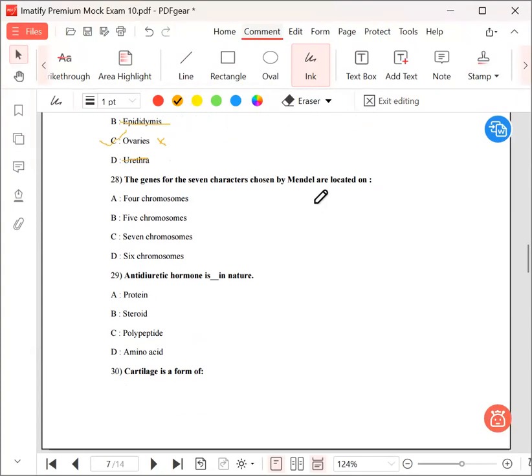The genes for the seven characters chosen by Mendel are located on four chromosomes, five chromosomes, seven chromosomes, or six chromosomes. It is an information based question. So the seven characters are located on four chromosomes, precisely one on chromosome number 7, three on chromosome number 4, two on chromosome number 1, and the last one on chromosome number 5. So the sequence is 7, 4, 4, 4, 1, 1, 5.